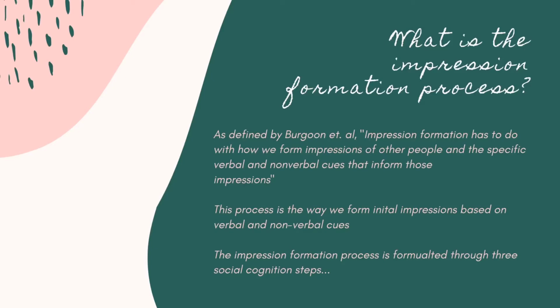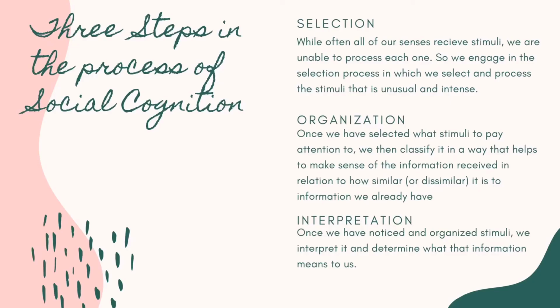So it's done through the 3 steps of social cognition, where we take information and process it. The 3 steps in the process of social cognition are selection, organization, and interpretation. So the selection process begins with all of the stimuli that our senses receive. We obviously can't process and address each and every one of them. So we go through a process of selection where we take the most important or the most unusual one and kind of focus on that.